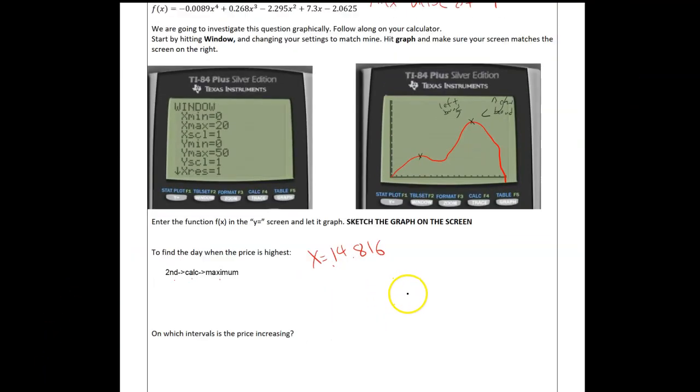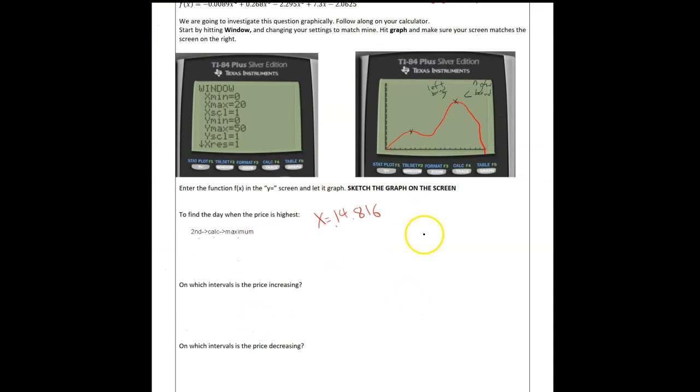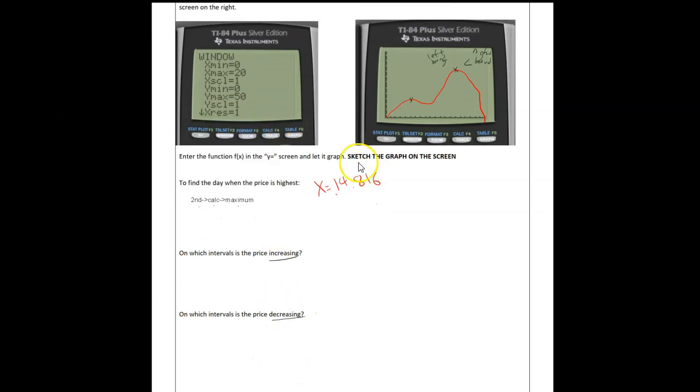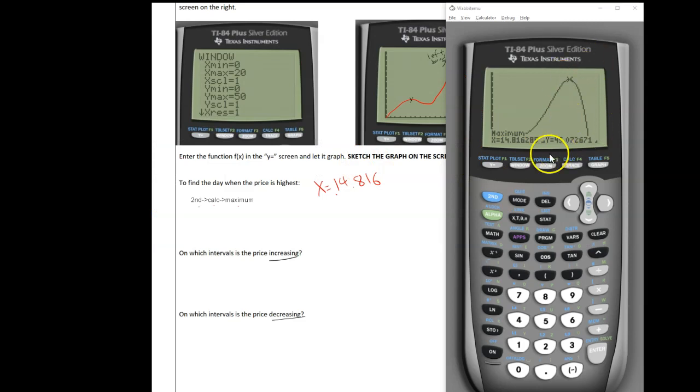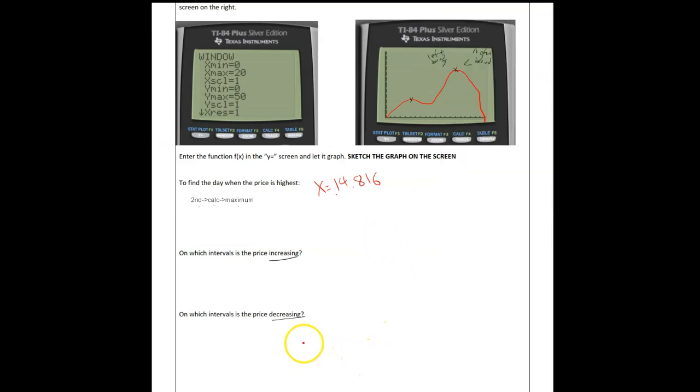Now we're also asked to find increasing and decreasing intervals for our price. Decreasing, we already know one based on how the graph looked. If I look at my graph in my calculator, my graph decreases forever, it seems, after that 14.816. So we have one decreasing interval. I'm going to write it as 14.816 to infinity.